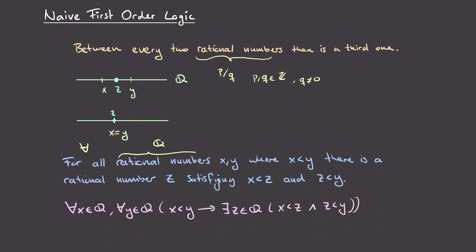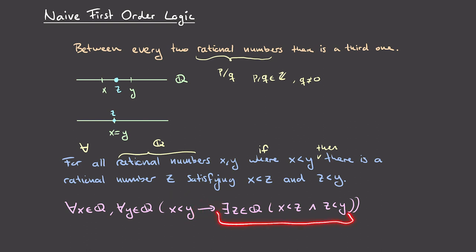Another way to write this where is to replace it with an if-then statement. So we would replace the where with an if, and then after the clause we put a then. So then the statement reads, for all rational numbers x and y, if x is strictly less than y, then there is a rational number z, satisfying that x is strictly less than z and z is strictly less than y. Okay, so that's what this part here is saying. We're saying that if x is strictly less than y, then this thing holds. So that's what this implication here means.